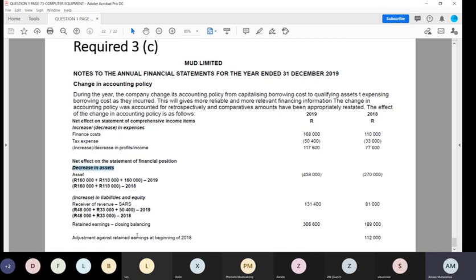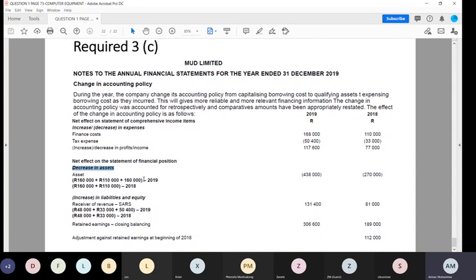So a decrease in asset, I'm going to emphasize this. If you don't indicate that it's a decrease or increase, think about it. On your calculation, you say your asset is going to decrease. If you come here and say increase in assets, you're getting 0. You're not going to get any marks. That means you don't know what you're talking about. Whatever you put on your calculations, you should transfer it as it is.